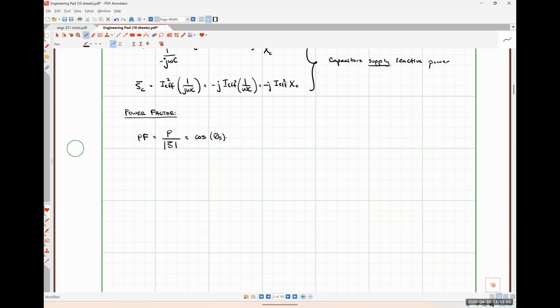So when I'm dealing with loads, I tend to always calculate the power factor based on the amount of complex power that is absorbed by my load. And whenever I'm dealing with a source, I tend to calculate my complex power as being supplied by my source. And that will make my power factor 99 times out of 100 come out to be a positive quantity.